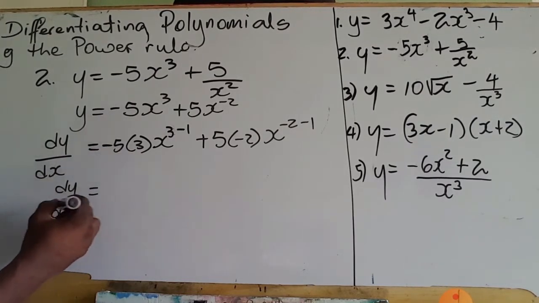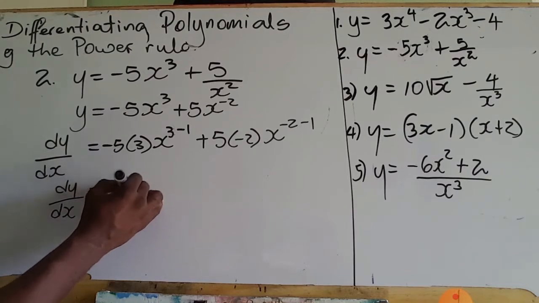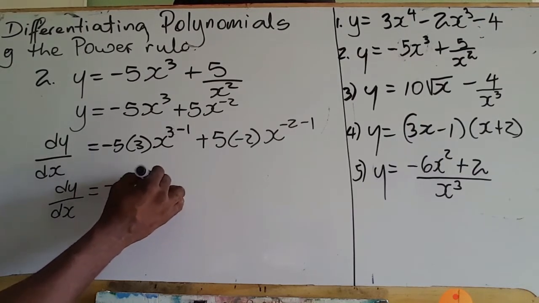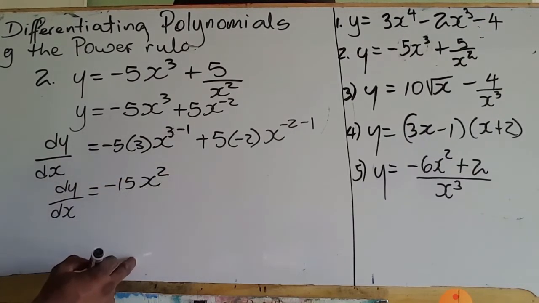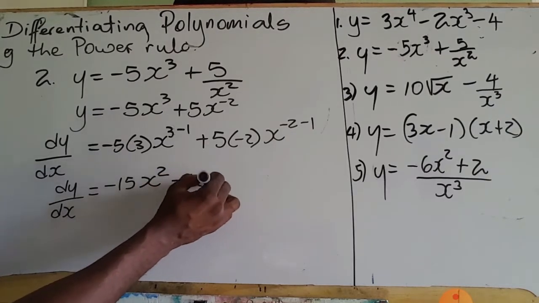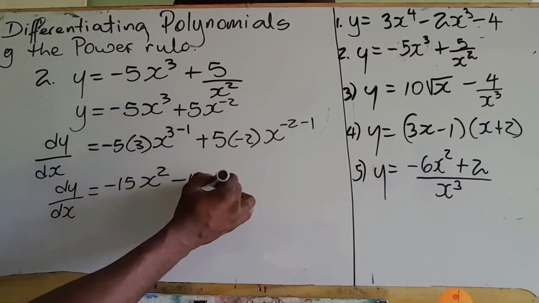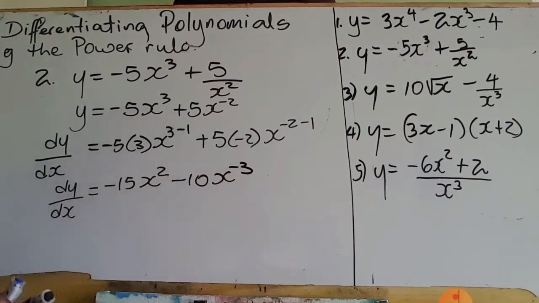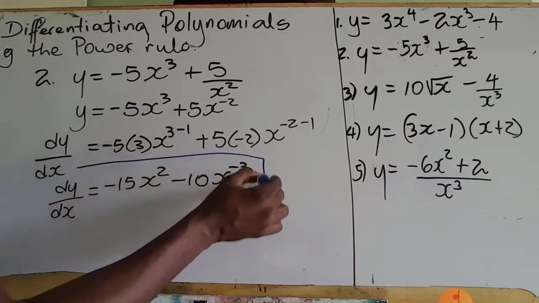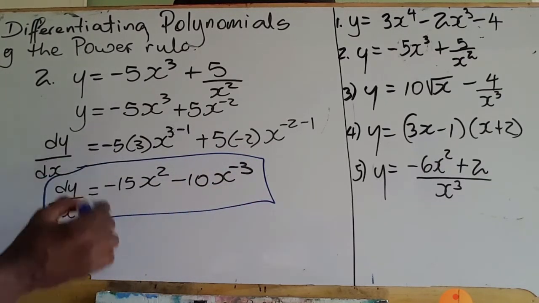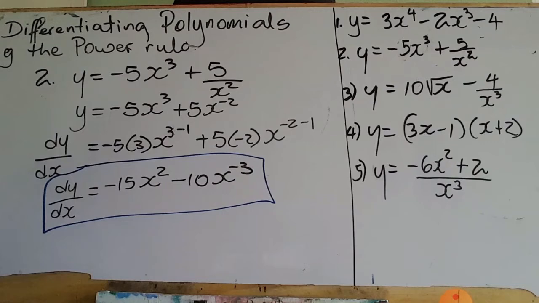dy dx is equal to negative 15. That's negative 5 times 3, negative 15, x squared. 5 times negative 2, negative 10, x to the negative 3. So there we have it. dy dx is equal to negative 15x squared minus 10x raised to the negative third power.